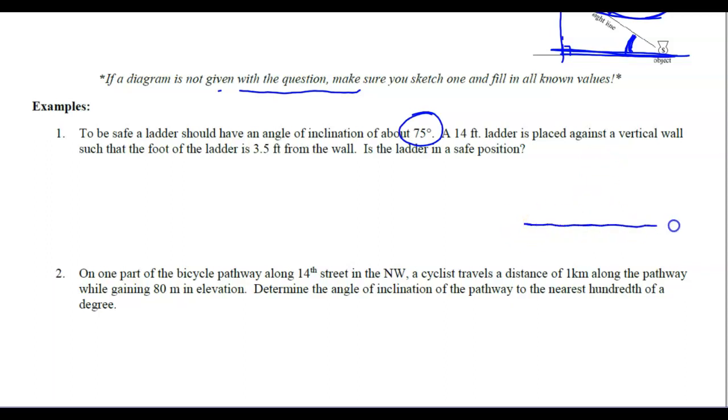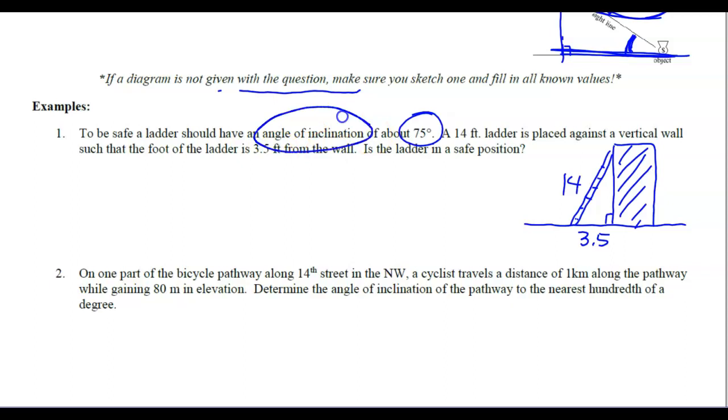So here, let's draw the ground and a building or a wall. It says a 14-foot ladder is placed against a vertical wall. So this is going to be my ladder. I can show it with the little rungs there. It's a vertical wall, not some leaning wall, not the Leaning Tower of Pisa. It's just a vertical wall at 90 degrees. It's a 14-foot ladder, and it's 3.5 feet from the wall. So the angle of inclination has to be about 75.